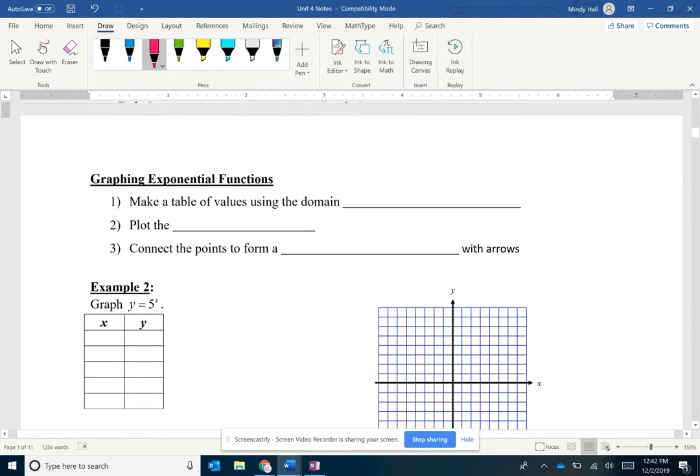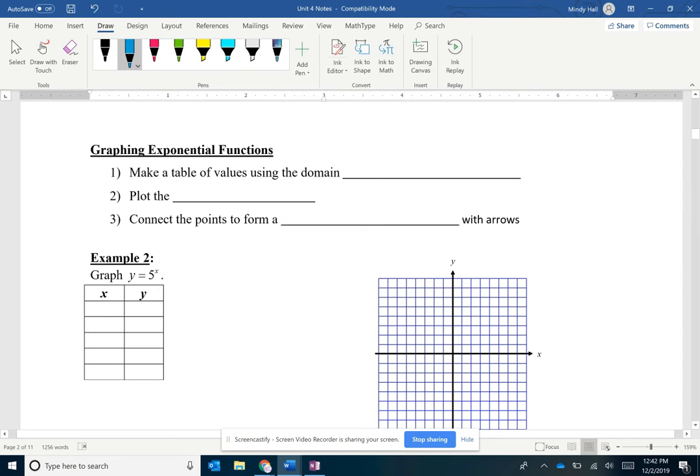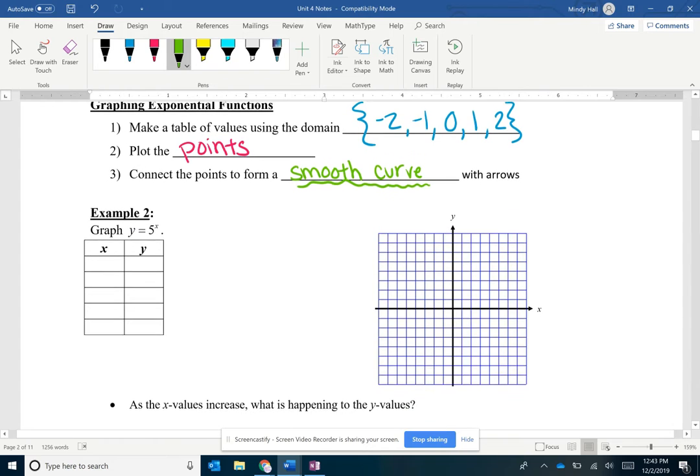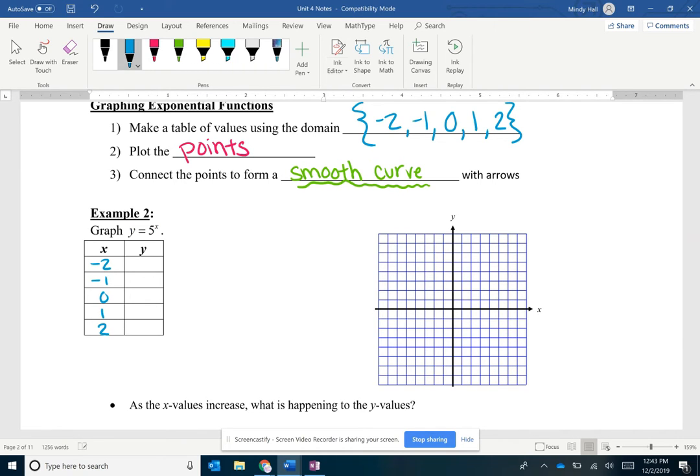So when we graph exponential functions, we are going to make a table of values using the domain -2, -1, 0, 1, and 2. And keep in mind, the little fancy brackets are just helping you know that that is the domain. And so then we're going to plot the points and then connect the points to form a smooth curve. And it does need to be smooth. Don't be like a robot and just straight line it. That's not good. So our domain, or our x values, we already know: -2, -1, 0, 1, and 2.